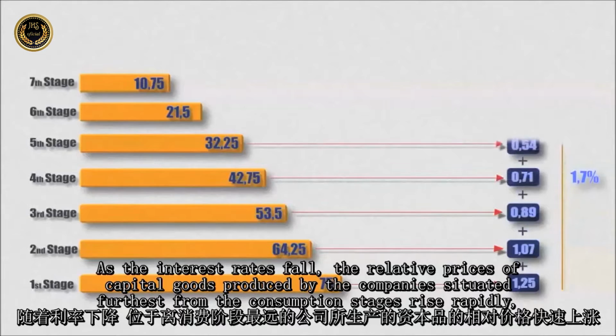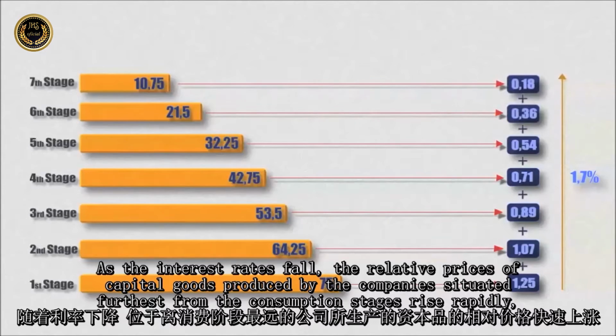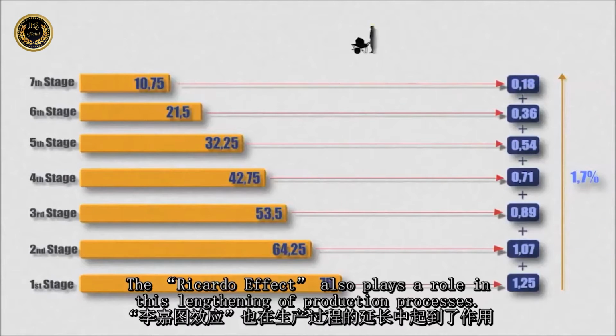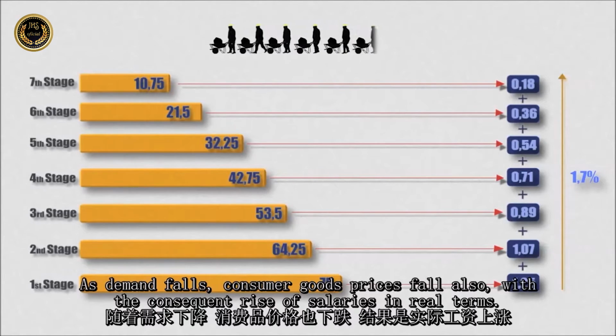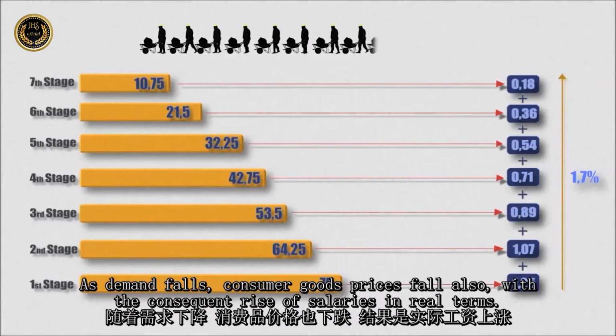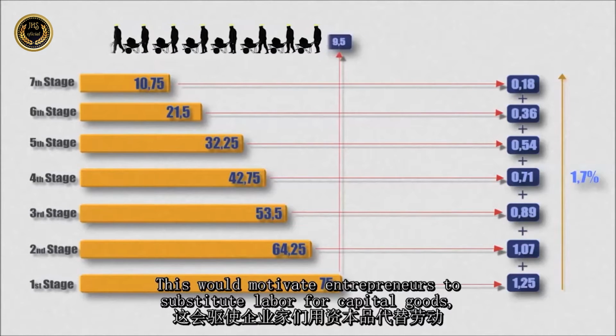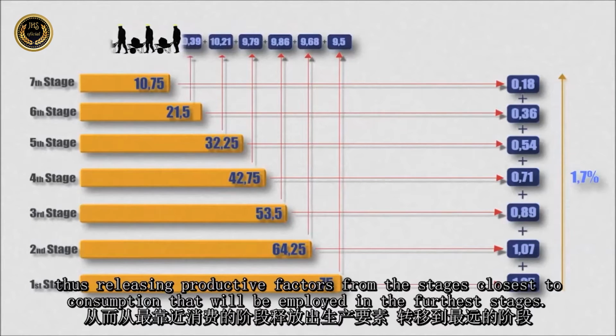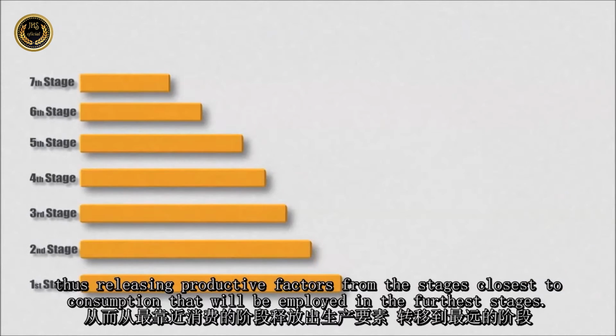As the interest rates fall, the relative prices of capital goods produced by the companies situated furthest from the consumption stages rise rapidly, making the investment in these goods even more attractive than the investment in goods from the stages closer to consumption. The Ricardo effect also plays a role in this lengthening of production processes. As demand falls, consumer goods prices fall also, with the consequent rise of salaries in real terms. This would motivate entrepreneurs to substitute labor for capital goods, thus releasing productive factors from the stages closest to consumption that will be employed in the furthest stages.